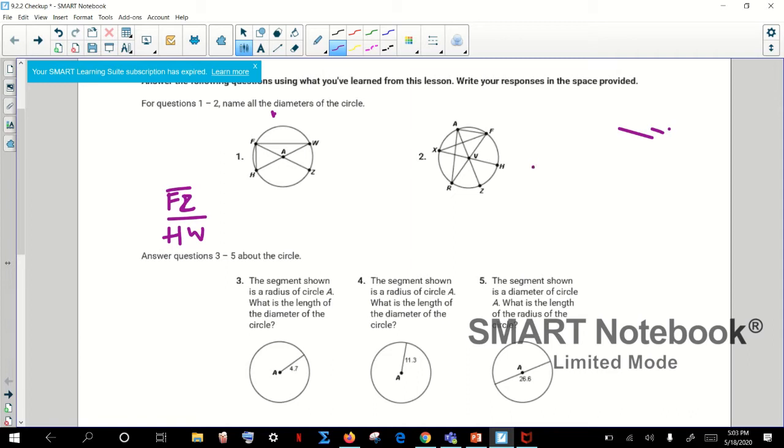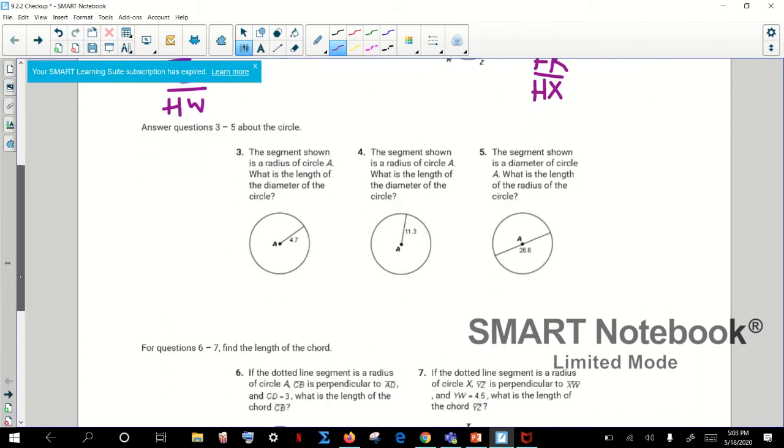It looks like we have AZ, FR, HX, and let's see, is that it? 1, 2, 3. Yep, that's about it for that one.